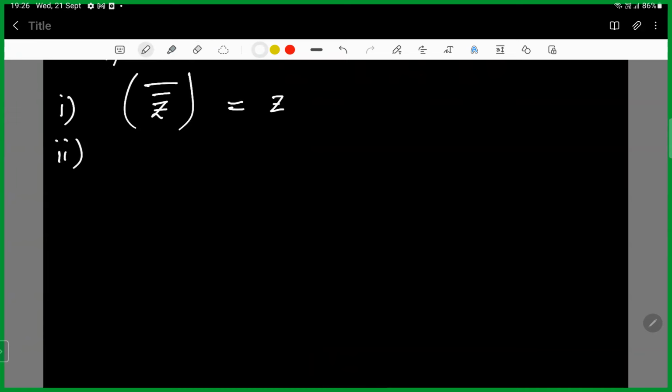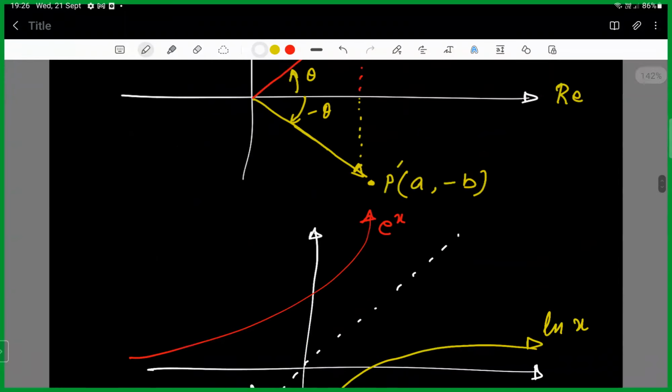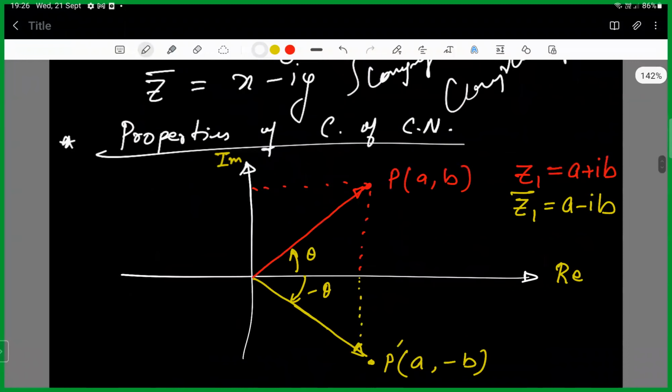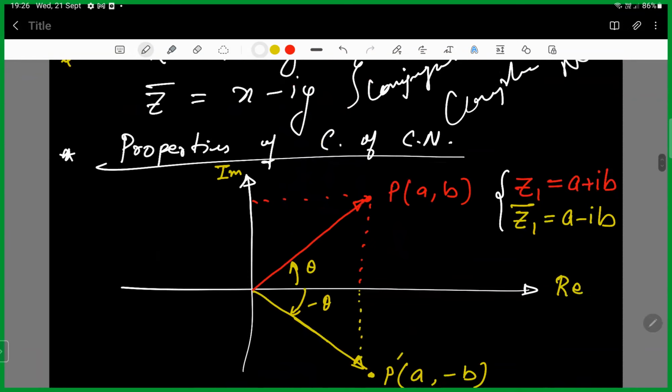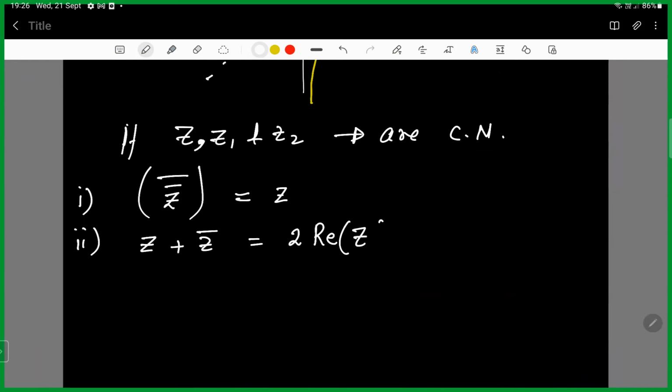Let's write down the second property. If you add z with its conjugate, a complex number with its conjugate, what will you get? Just try to add these two complex numbers. You get 2 times the real part of z. Everyone understood why we are getting this? Yes or no?